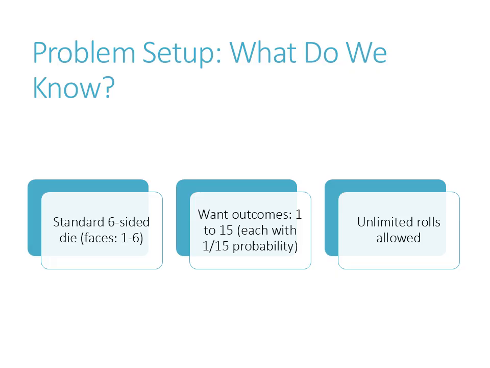To make sure everyone's on the same page, let's clarify our setup. We have access to a fair die with 6 faces, numbered 1 through 6. Our goal is to simulate the roll of a fair 15-sided die, so results from 1 to 15, and each result must come up with exactly a 1/15th probability. The only constraint is that we are allowed to roll the 6-sided die as many times as we want in order to achieve this. Our approach needs to make use of this freedom.